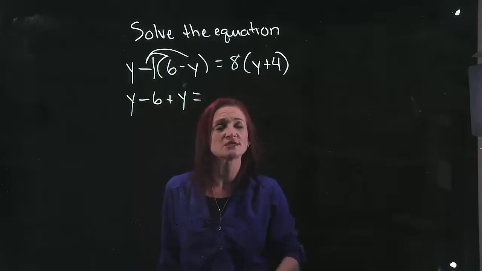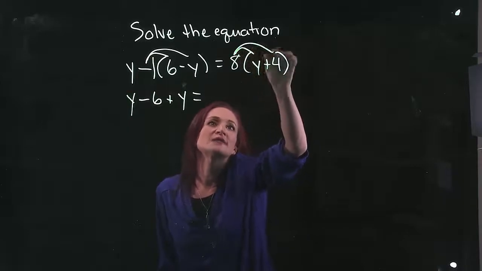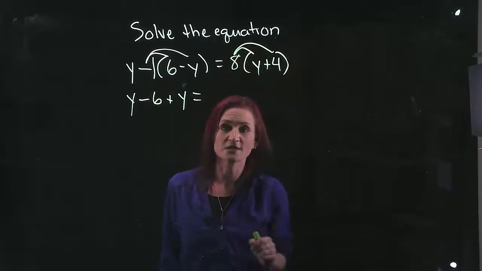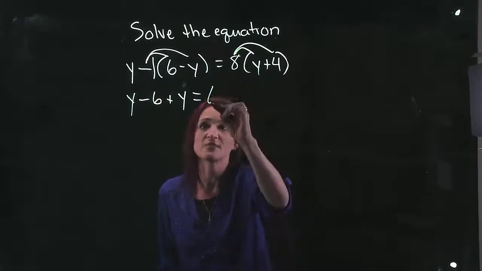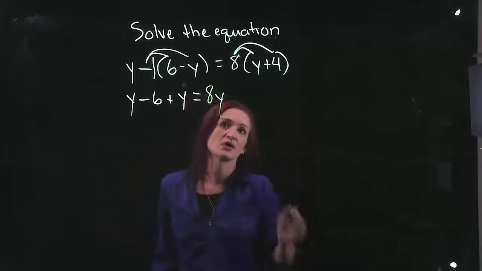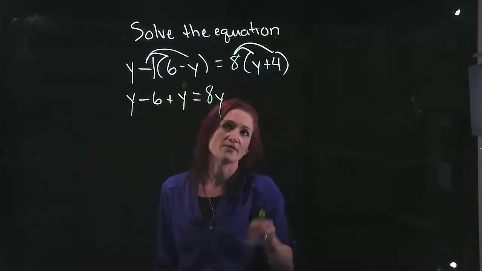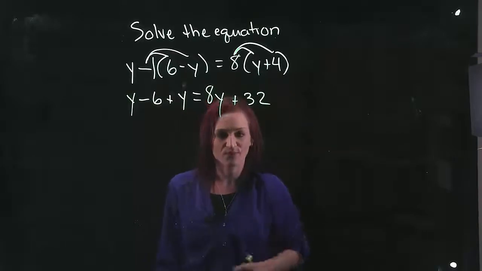And that is going to equal, on the right side here, we also have a set of parentheses, and we have the 8 sitting on the outside. That means we're going to take this 8 and multiply it to everything on the inside. Now, 8 times y, a number and a letter are not the same thing, so we can't actually multiply them together, so we just put them together. 8 times y is 8y, plus 8 times 4 is 32.